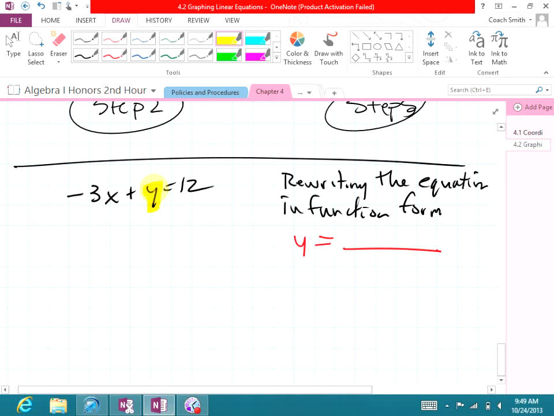So to get y by itself, I have to take the negative 3x over to the side with the 12 on it. Now, this is where there are two basic ways you can do it. The easiest way is just, over here it was a negative, so over here it becomes a positive. And so that's positive 3x.